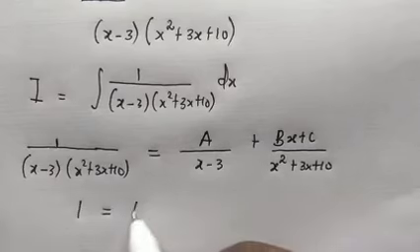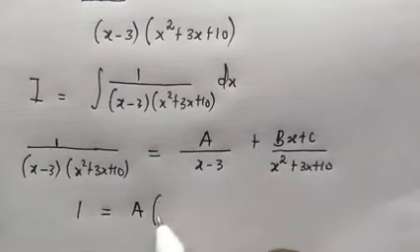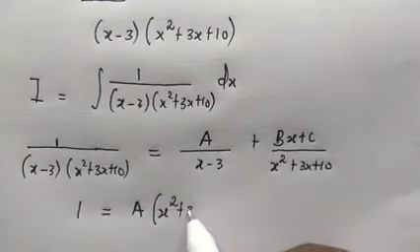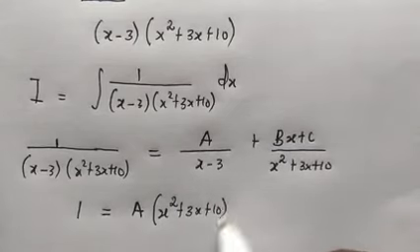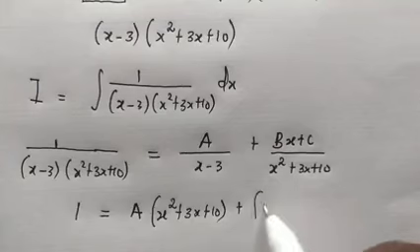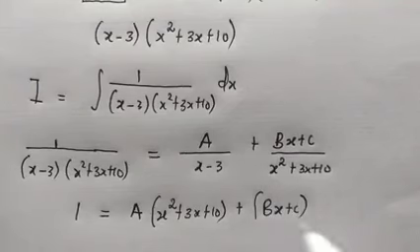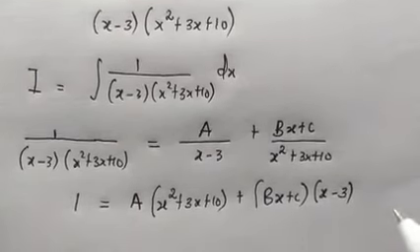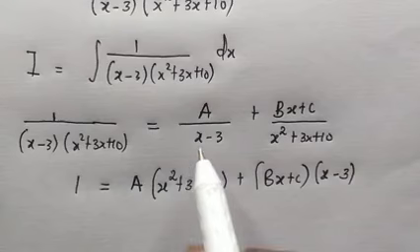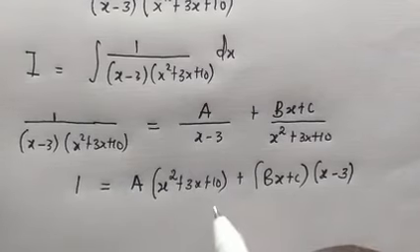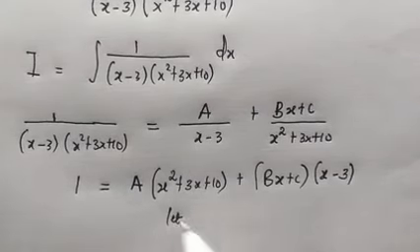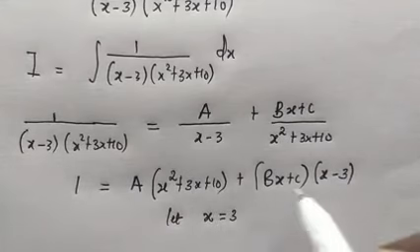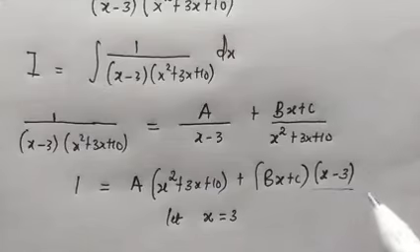This will be equal to A multiplied by this one here, x squared plus 3x plus 10. And here plus, here we have Bx plus C, and then multiply by x minus 3. Now to solve for A, we're going to let the denominator equal 0 and solve for x, which means if you let x equals 3 here, this whole expression here vanishes, right?